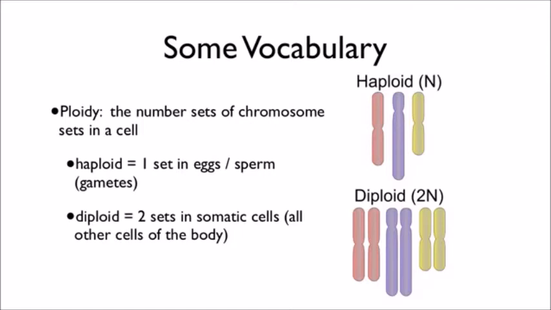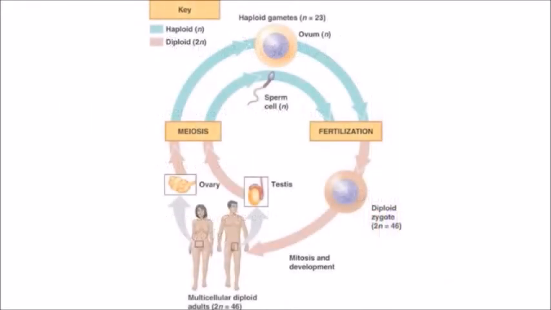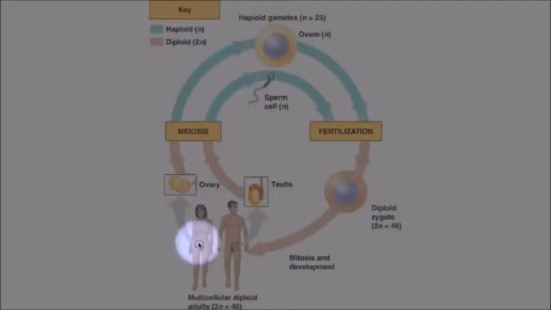There are other terms, by the way, especially in plants. You'll see tetraploidy, polyploidy, but for now we're just going to stick with haploid and diploid. That's going to get us through the story that we need. So the human life cycle, with which you are familiar, looks something like this, where we start out with adults, which are diploid. The cells of your body have 46 chromosomes.